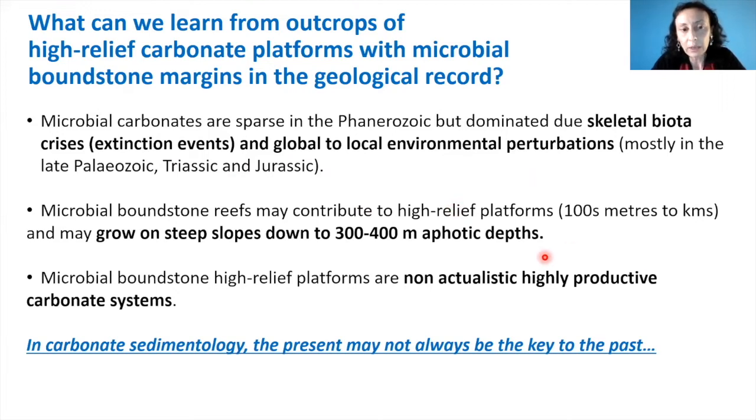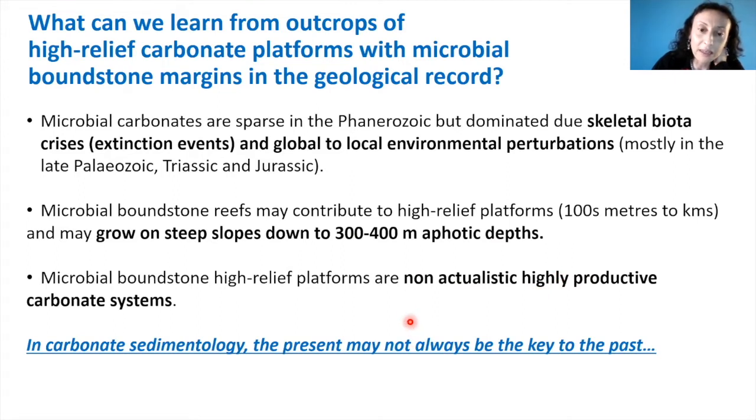These platforms are all characterized by these reefs dominated by microbial boundstone associated with various skeletal biota that contribute heavily to the growth of this high relief platform, hundreds of meters high, that can propagate for several kilometers. And most of the carbonate production is actually related to this carbonate factory in situ on the slope from nearly water depth that are dysphotic to aphotic, nearly 300-400 meter water depth on the slope.